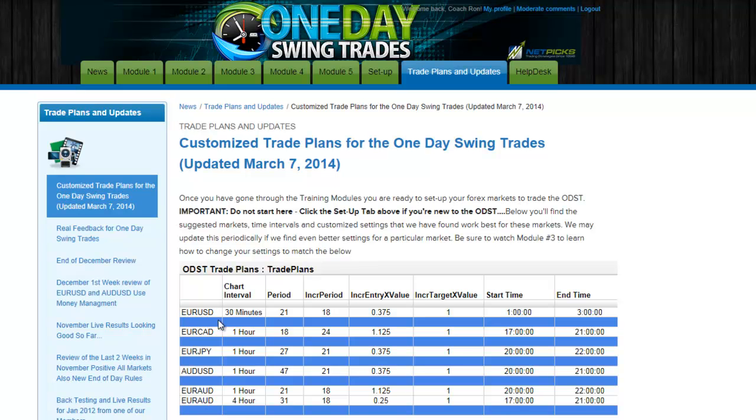Note that the Euro US dollar is on a 30-minute chart, and these are New York times. We'll also give you a video on how to convert your broker time to New York time. It has absolutely nothing to do with your local time. It's all based upon New York time so that you see the signals in relation to your broker and New York time. EuroCAD, these are some 1-hour charts, and there's also a 4-hour chart if you like. So let's go ahead and take a look at the charts and see a few examples of some trades.